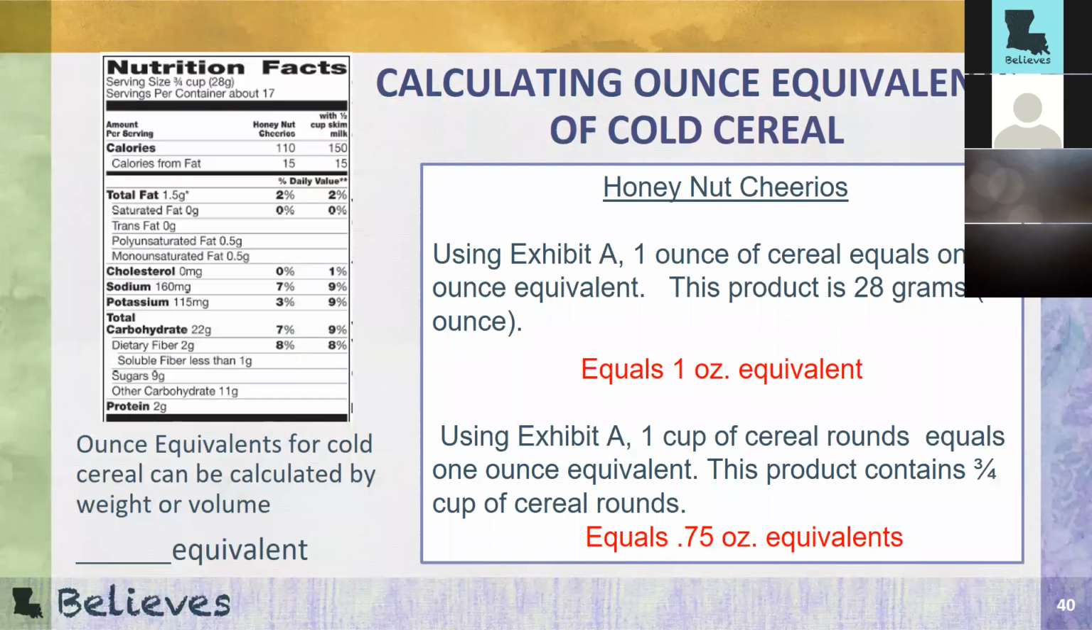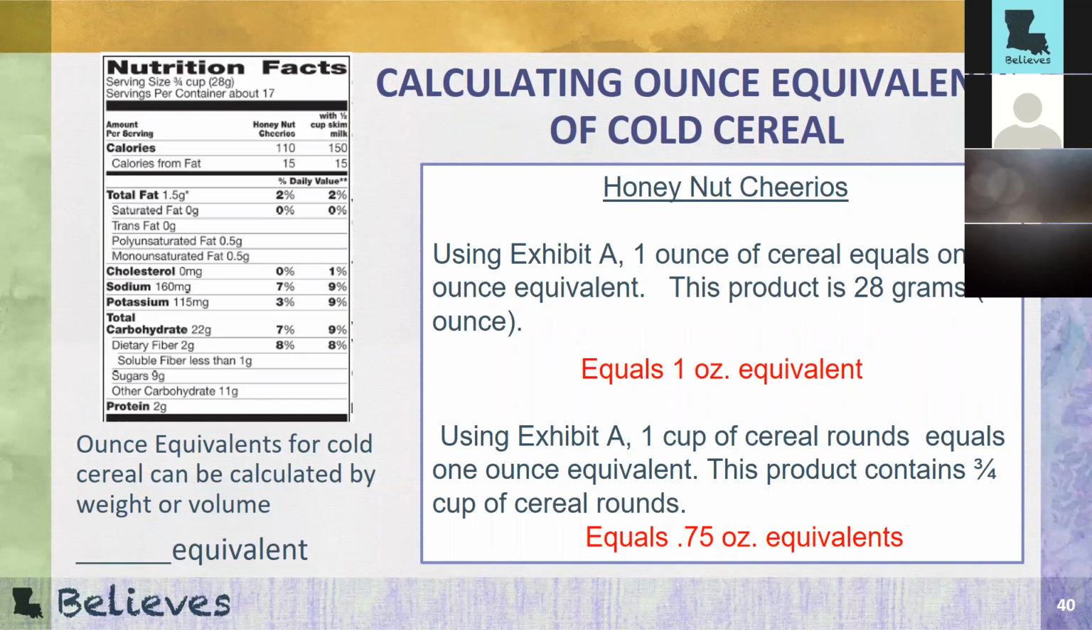Ounce equivalents for cold cereal can also be calculated by weight. For group I, 1 ounce of cereal is equal to 1 ounce equivalent. So these Honey Nut Cheerios weigh 1 ounce or 28 grams. So we know that that's equal to 1 ounce equivalent. It can also be calculated by volume.